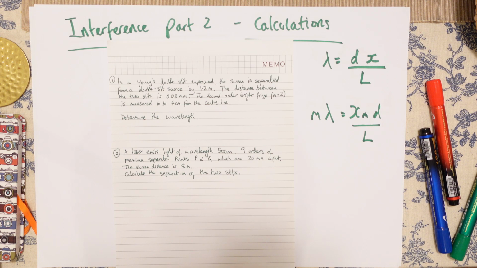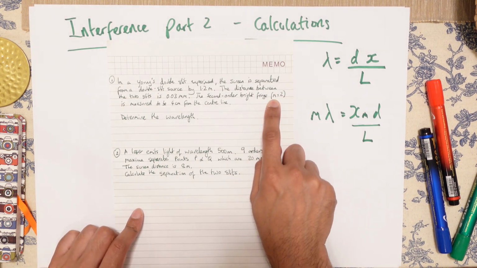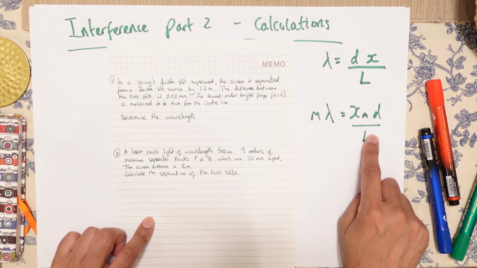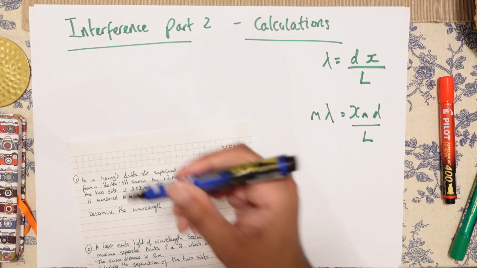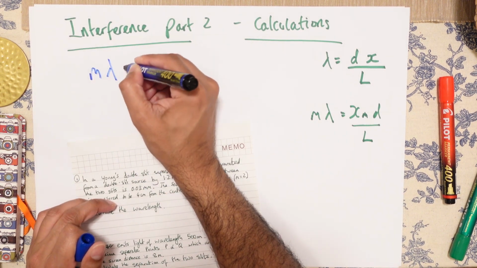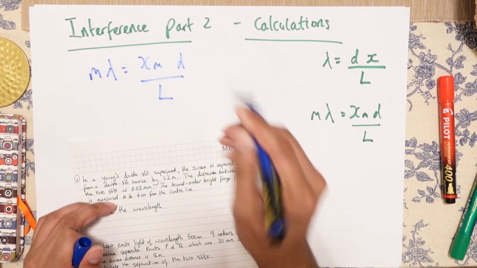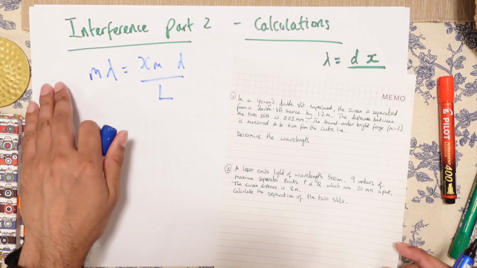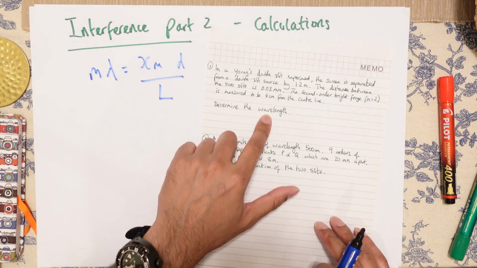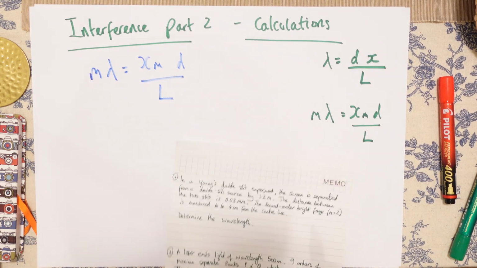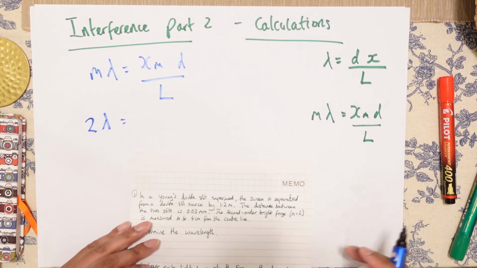Determine the wavelength. Great. Now, immediately I can see they've got m equals 2, which means we require this equation rather than this one. So let's just write this out again. So m lambda = xm d/L. Now, fortunately for us, we don't need to actually worry about rearranging it because it says determine the wavelength, which is this one over here. So we can actually write 2 lambda, since m equals 2.